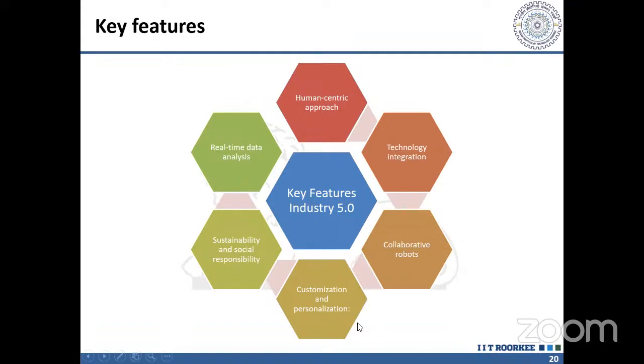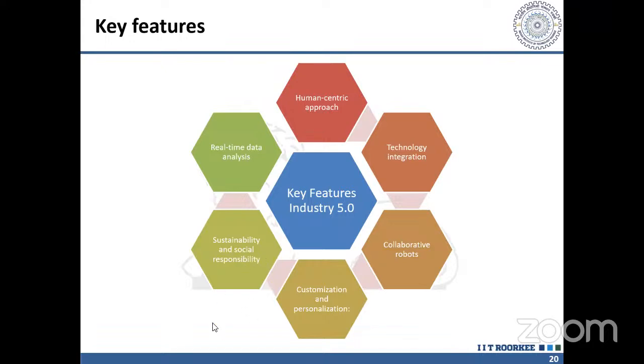Next is customization and personalization. It enables greater customization and personalization of products, allowing manufacturers to meet individual customer needs and preferences. This is made possible by technology such as 3D printing, which can make customized products on demand, and also allows customers to customize the products. This can improve customer satisfaction and loyalty, and it can also reduce waste and improve the efficiency of the system.